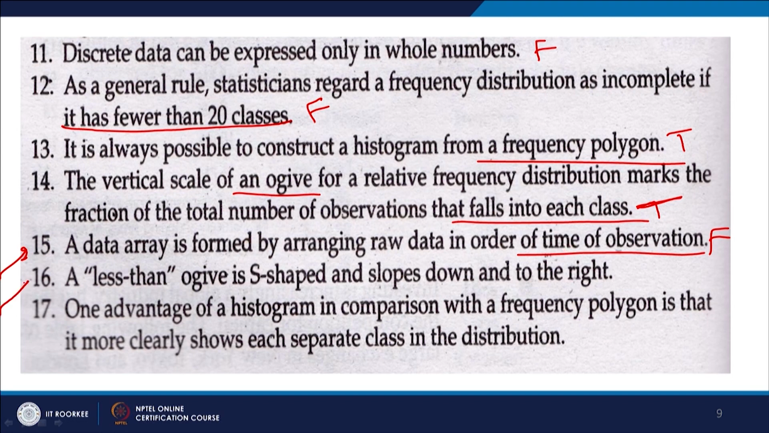Let us move on to the 16th. A less than ogive is S shaped and slopes down and to the right. This is a false statement. Let us move on to the 17th.